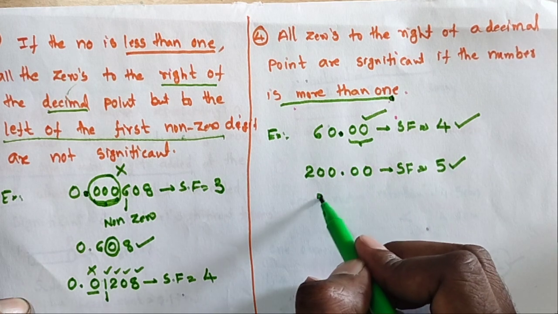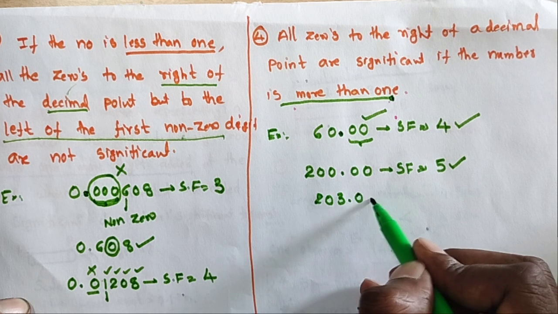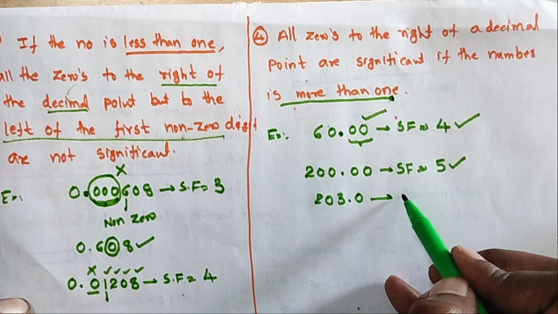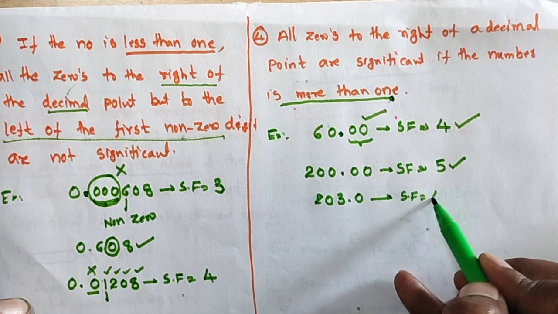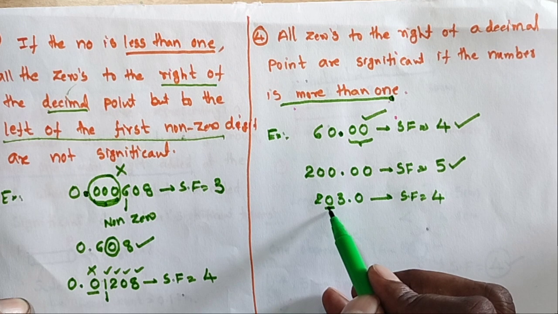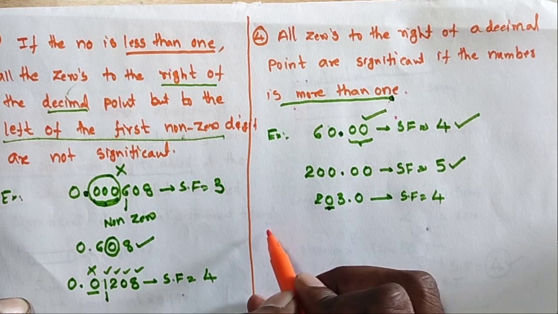Sometimes 203.0. What is the significant figure, sir? Here 1, 2, 3, 4. It is also significant because there is a zero inside. What is the rule? The second rule.